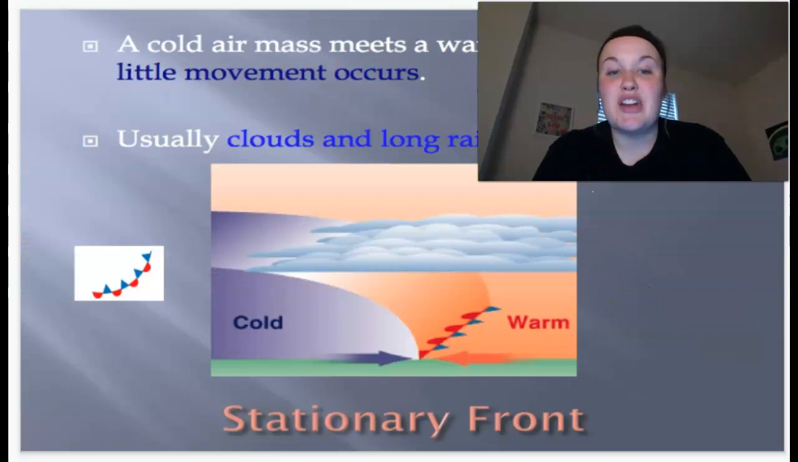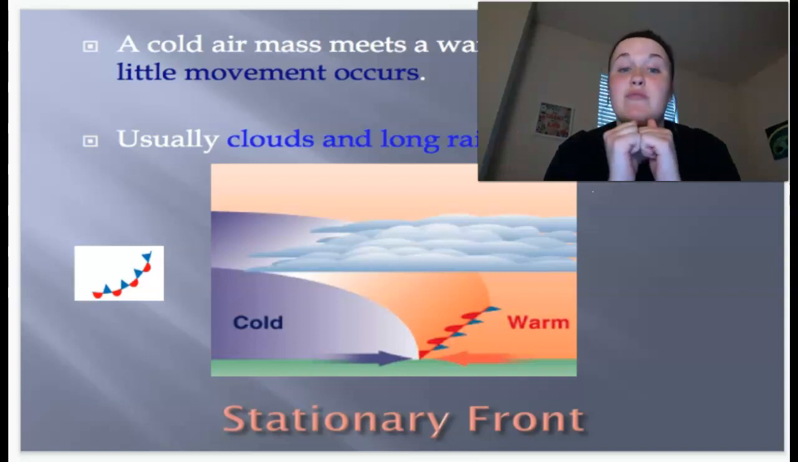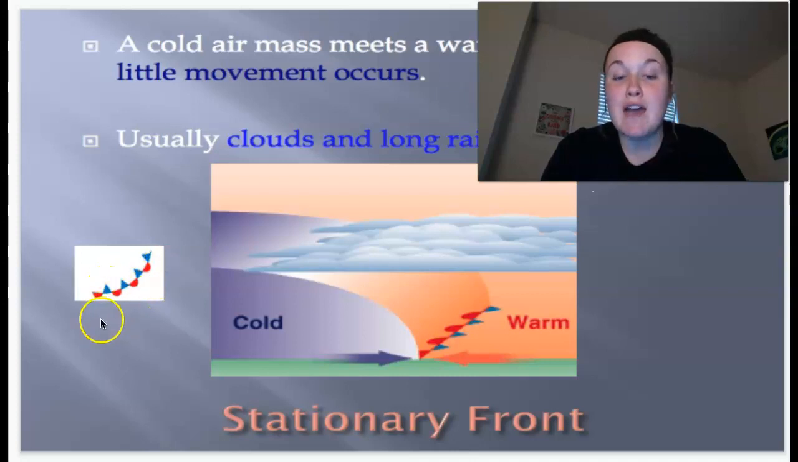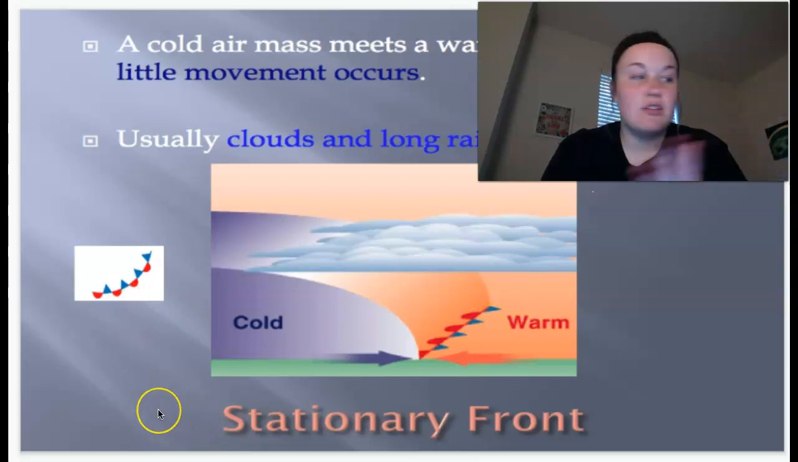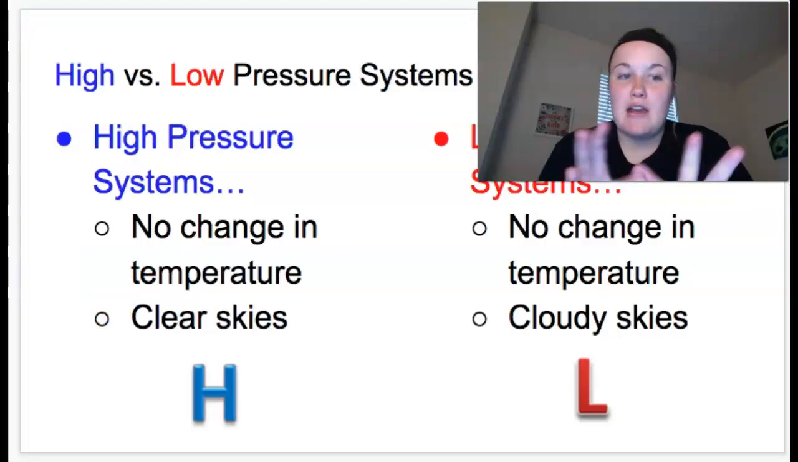Next, we have our stationary front. A stationary front is where a cold air mass meets a warm air mass, but they don't move. No movement occurs. This is usually where clouds and long rains are found. As you can see here, it combines the blue triangles of the cold front and the red half circles of the warm front, and again, usually little movement occurs. Those are the 3 fronts we learned about.